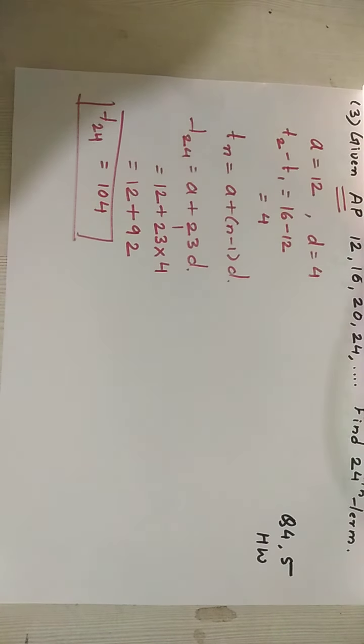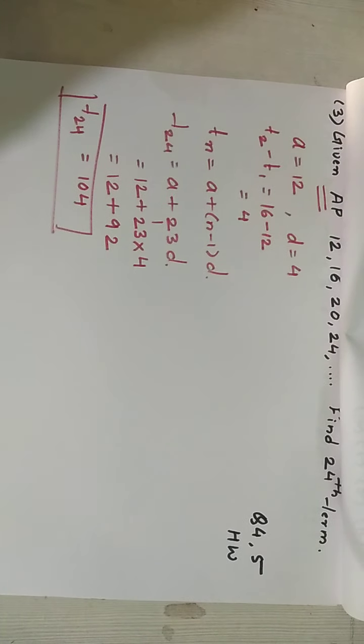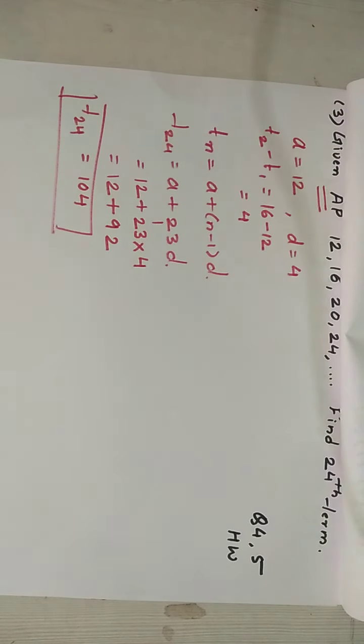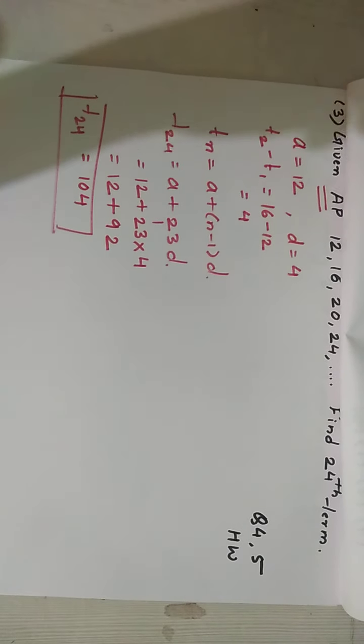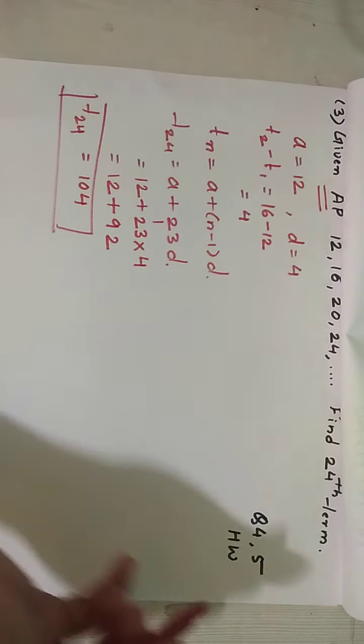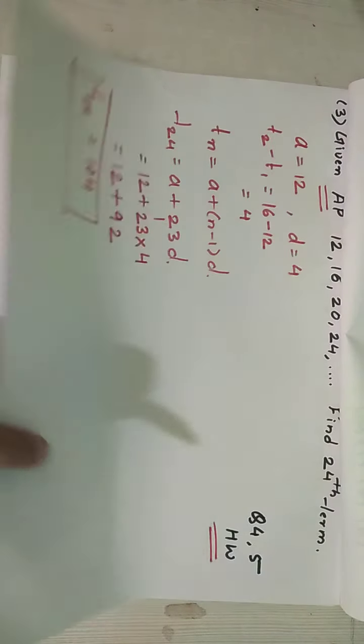That's it. So once you know the formula of Tn, that is A plus n minus 1D, you can find out any term of the sequence, any term of the arithmetic progression. Let it be 24th term, let it be 100th term, let it be 98th term. Okay. So let's go for the next question. Here you have question number 4 and 5 as self activity. You need to try question number 4 and 5 on your own.